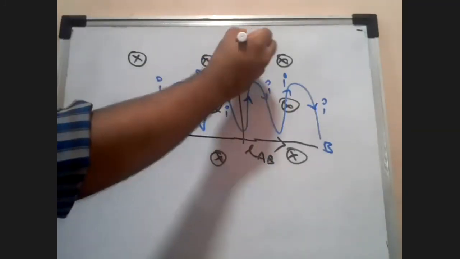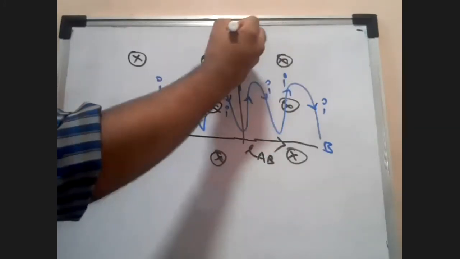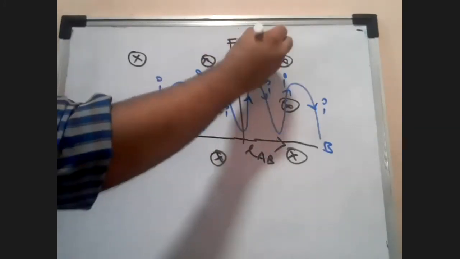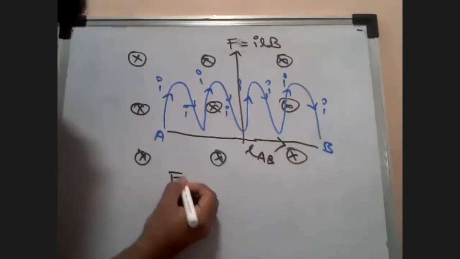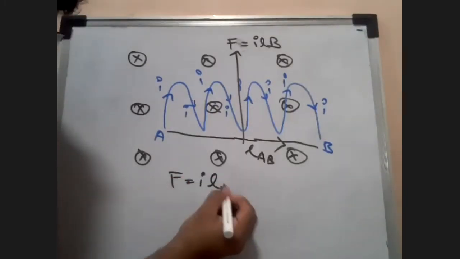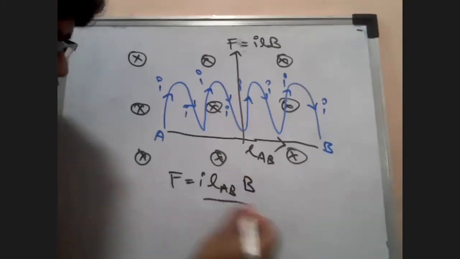F is equal to what, students? ILB. F is equal to ILB. This should never come out of your mind. But once we have that, tell me what is going to be the magnitude. Simply, F is equal to what? I L_AB into B.